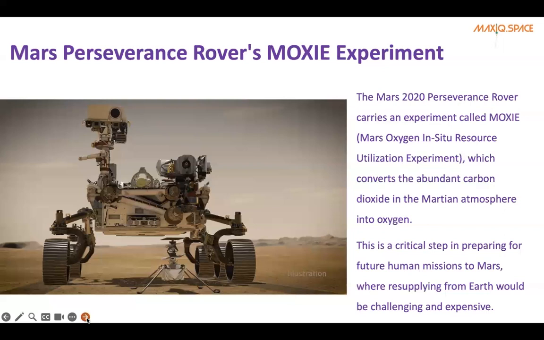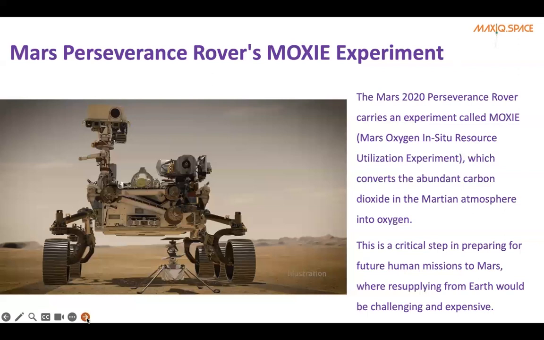So this is a crucial step in preparing for human missions to Mars, where resupplying from Earth would be extremely challenging and, of course, very expensive. It would take a very long time as well. The trip to Mars is months, if not years.